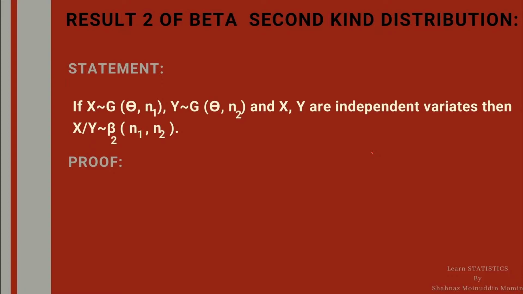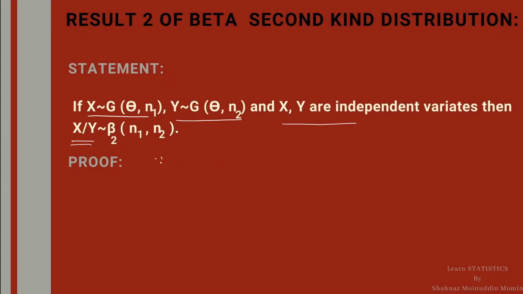If x follows gamma(theta, n1) and y is gamma(theta, n2), another variate, and these two variates x and y are independent, then their ratio x upon y follows a beta second kind distribution with parameters n1 and n2. This is result number 2 of beta second kind distribution. Now we will start with the proof.